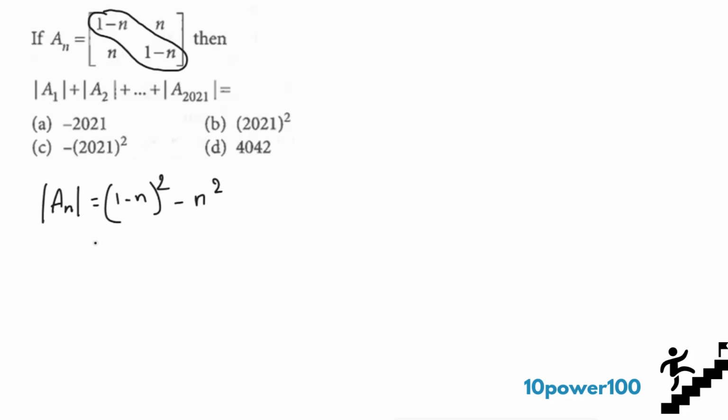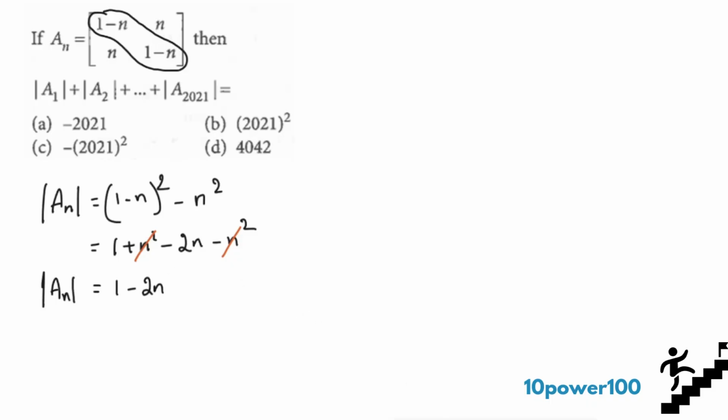Now if we solve further, we get 1 plus n square, a square plus b square minus 2ab, so minus 2n, minus n square. Now if you observe carefully, we can cancel n square and minus n square. So what is left out? That is 1 minus 2n left out. So the determinant of An is 1 minus 2n.